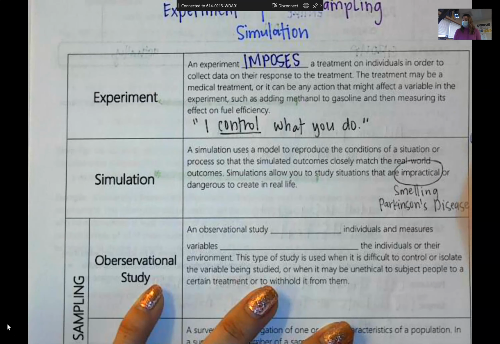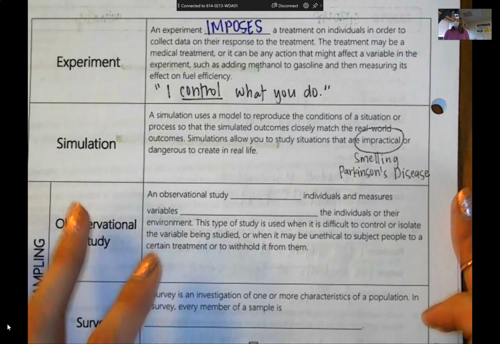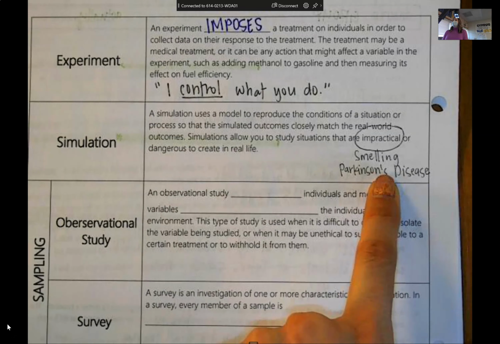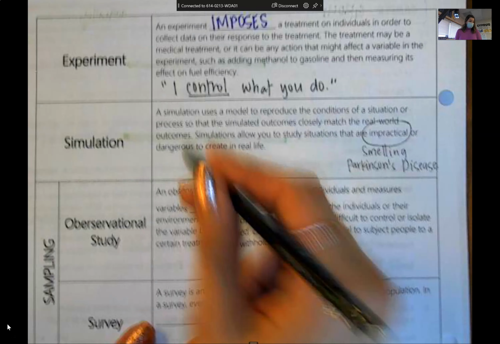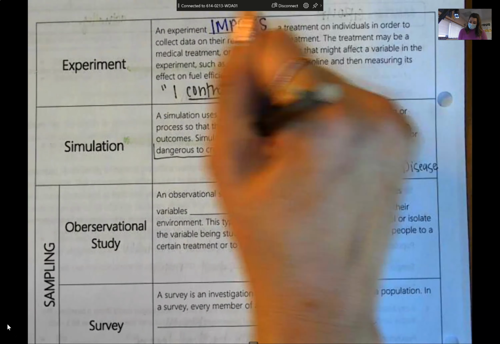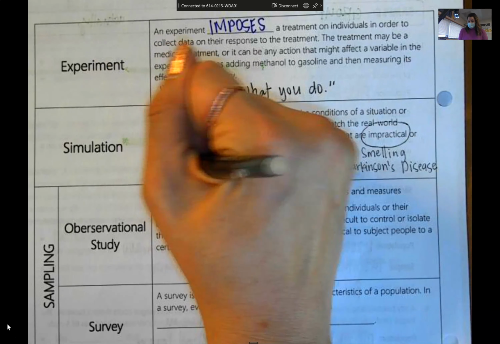So we did a simulation instead where we simulated guessing whether or not we could smell Parkinson's on a t-shirt. So we simulated the process of Joy smelling the t-shirt and then deciding if she could smell Parkinson's. So that was one simulation that we did together. One that could be dangerous to create in real life are like crash test dummies.